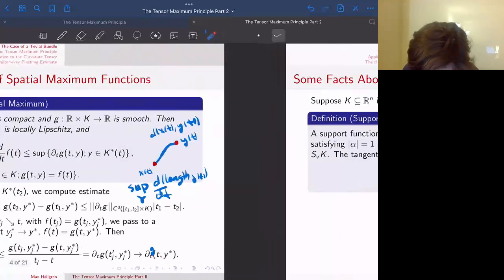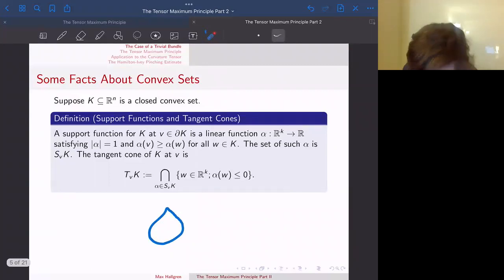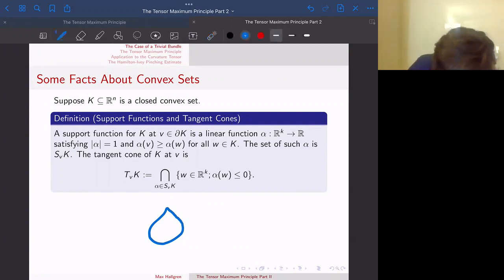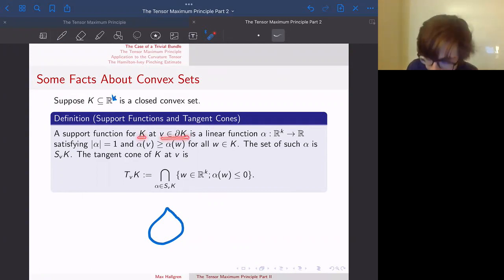Okay. So now I want to go over one more preliminary before we start the proof, which is something about convex sets. Okay, so suppose we have a closed convex set of some Euclidean space. So a support function for this convex set at a point in the boundary of the convex set is a linear function, a linear functional on R^k, whose operator norm is 1.